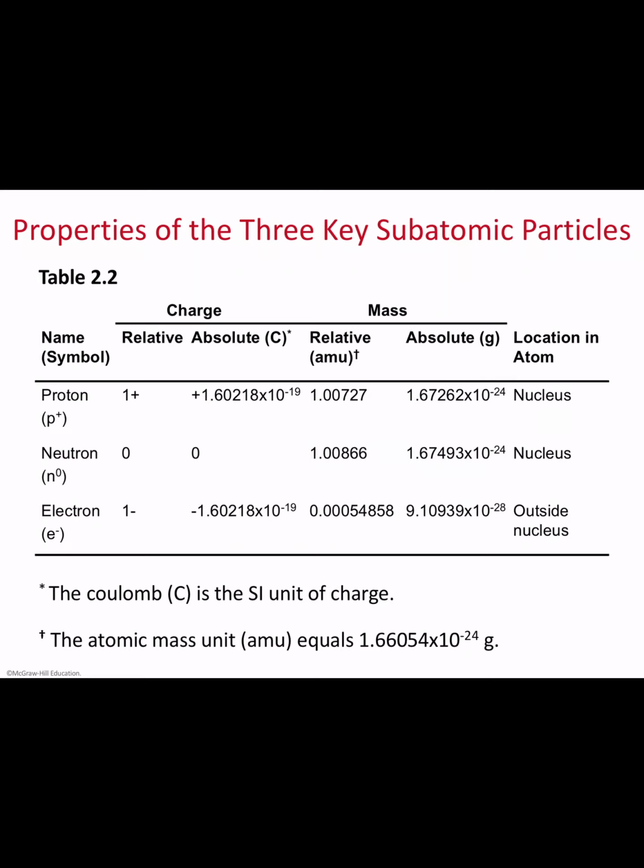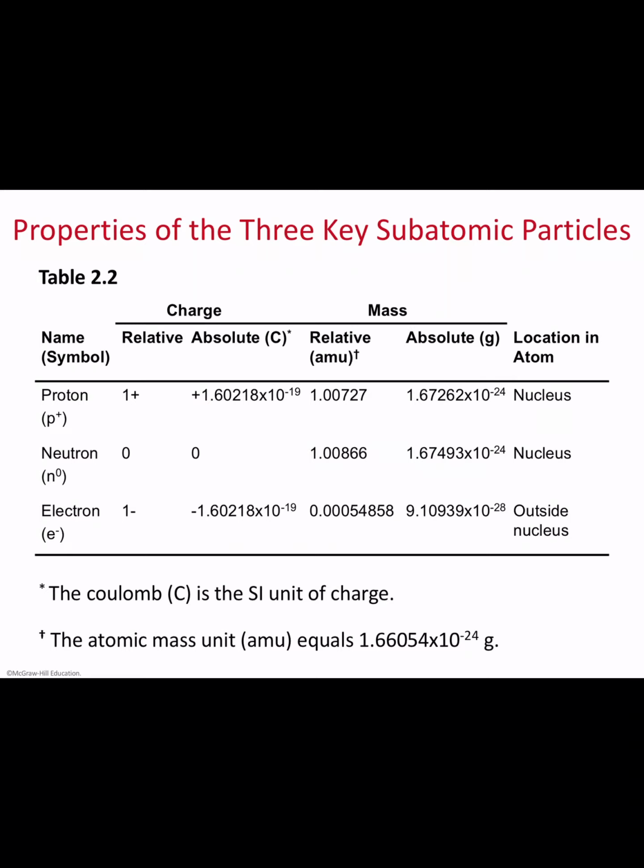Neutron does have a mass, but it doesn't have a relative or absolute charge. Okay, so 0, 0. It has a mass of 1.00866, and absolute mass is similar to the mass of the proton. Again, neutron is also located in the nucleus.